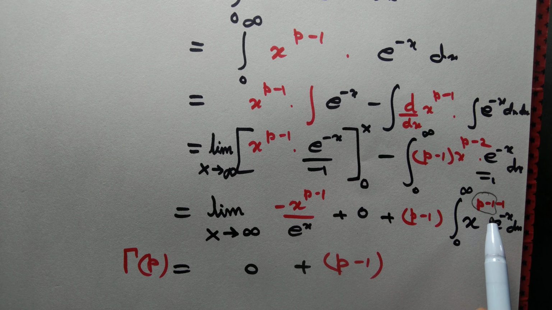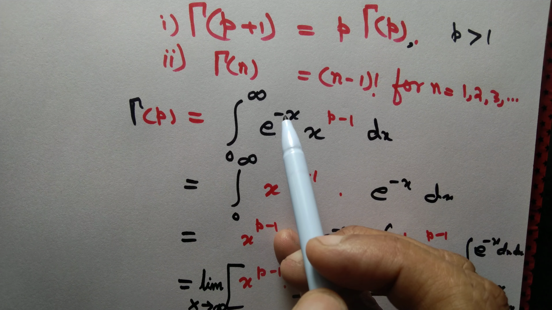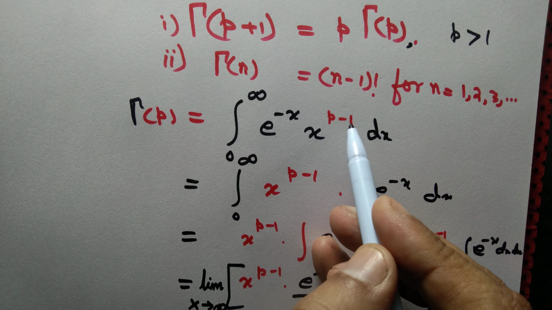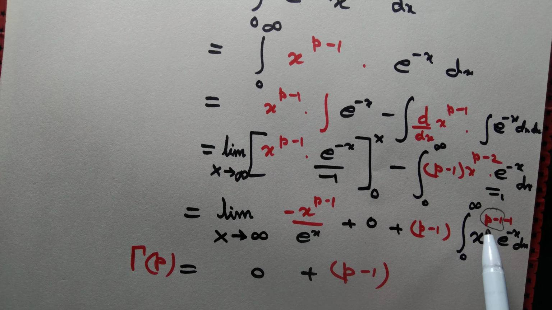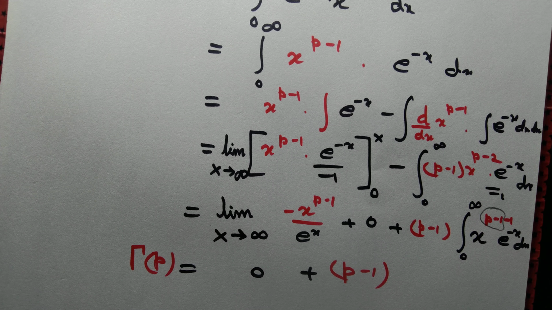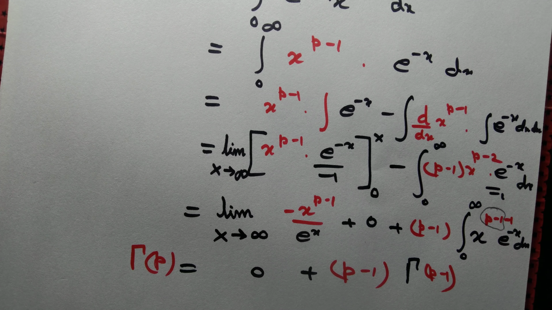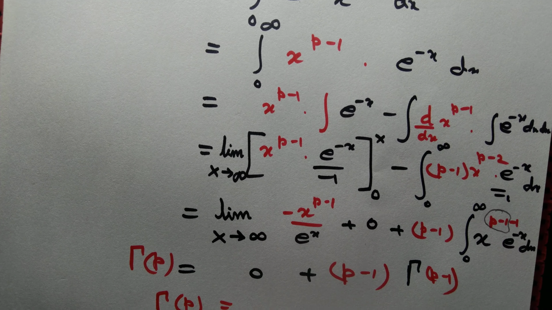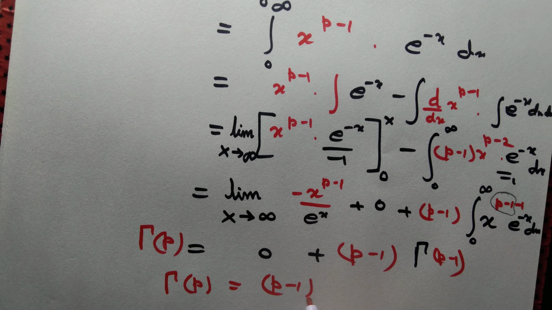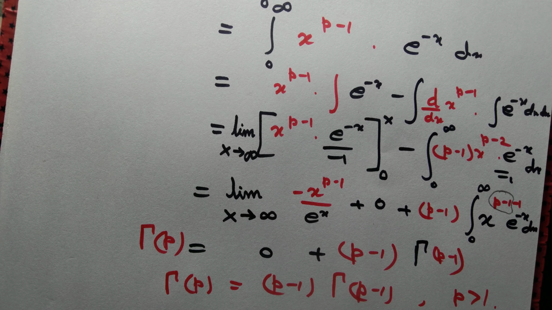Now if you look at it once again at the definition, e to the power minus x, x to the power p minus 1. And what we have here is e to the power minus x, x to the power p minus 1 minus 1. So isn't it equal to Gamma(p minus 1)? Yes. So we have proved the identity Gamma(p) equals p minus 1 into Gamma(p minus 1). Of course, p has to be greater than 1.